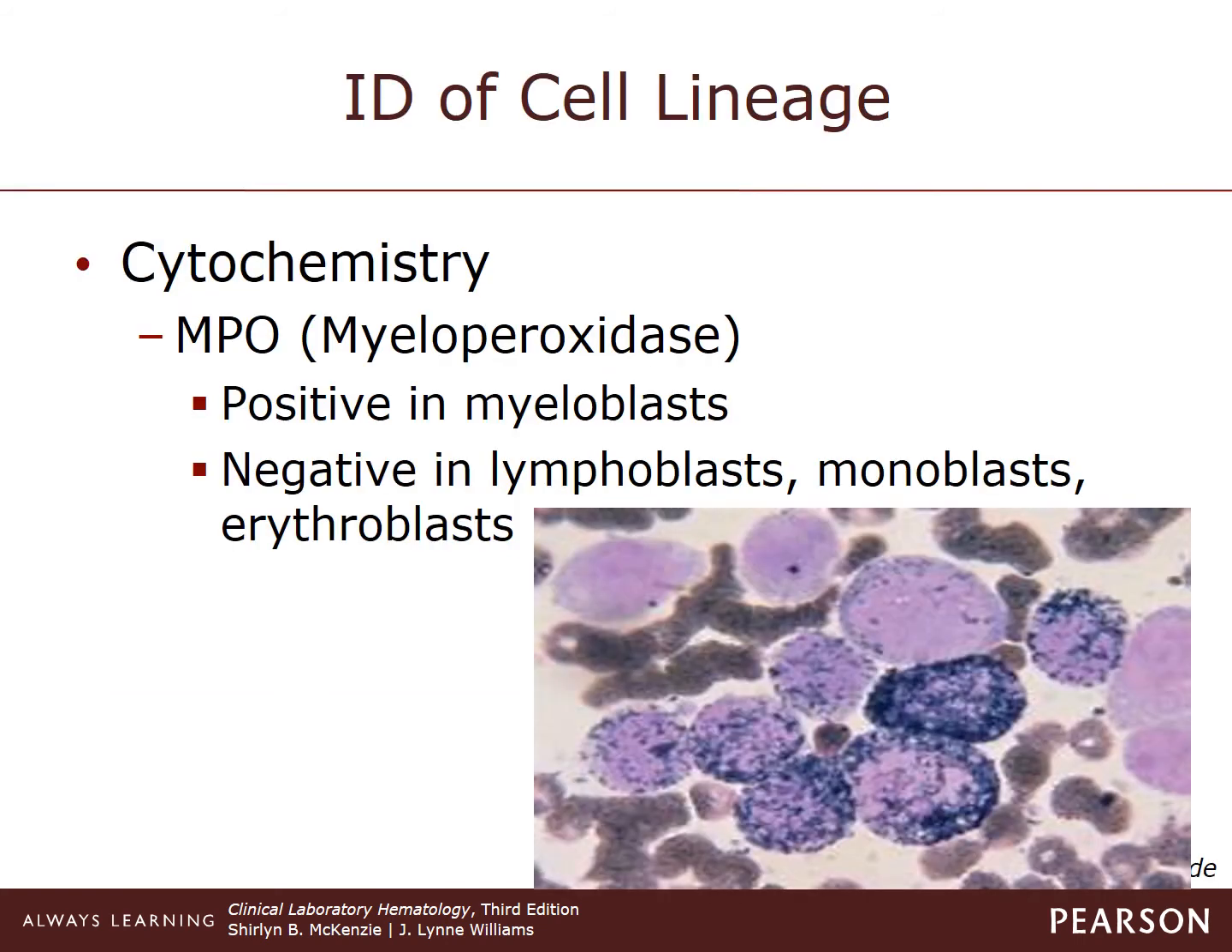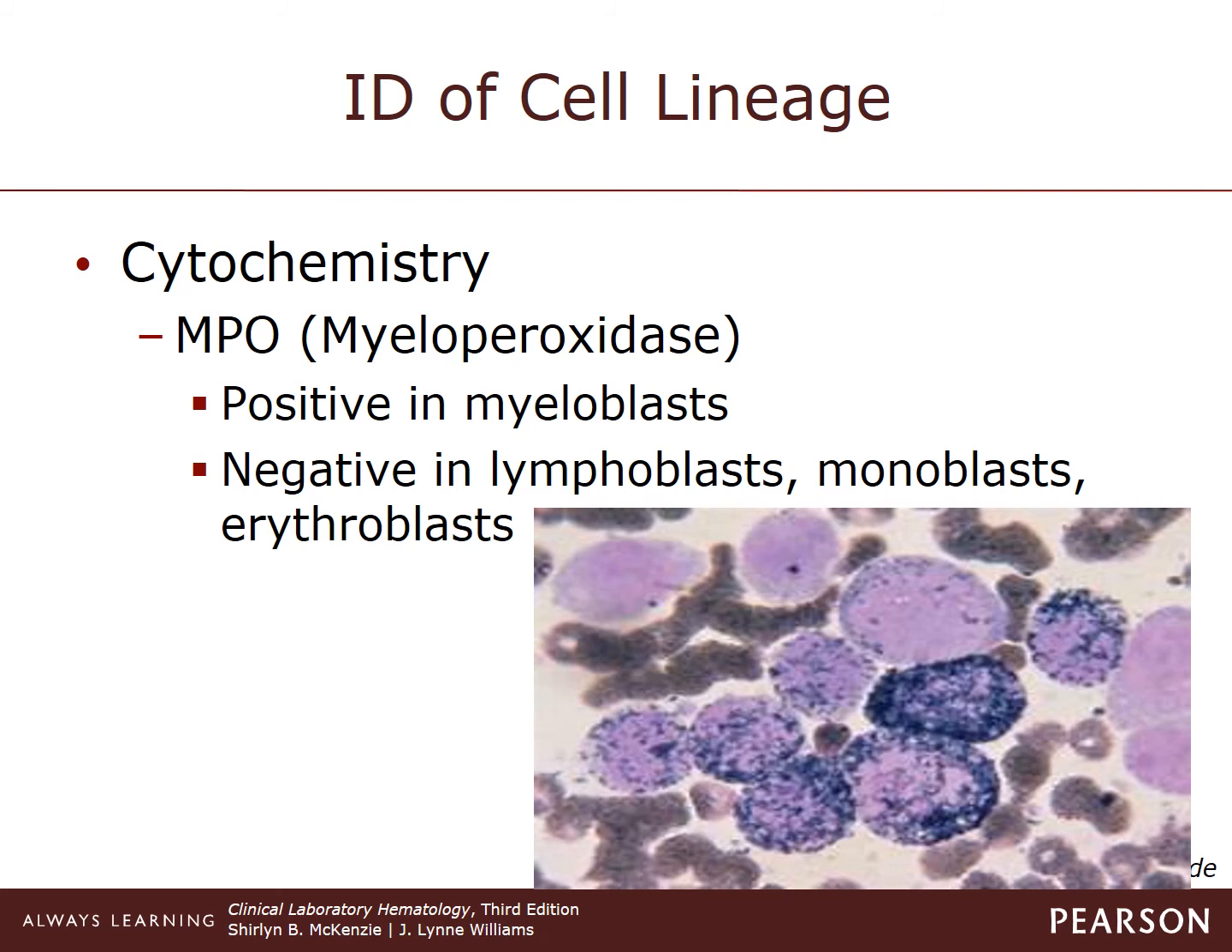Now, because blasts are immature, they're very hard to identify morphologically. So in that case, we have to do the identification using cytochemical stains, molecular testing, and immunophenotyping. So let's start off with the cytochemistry identification of AML. You're going to have your own separate flow cytometry lecture, so we'll focus on these cytochemical stains.